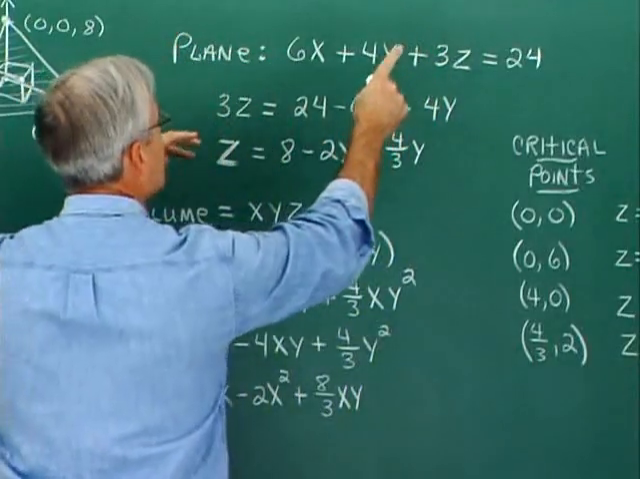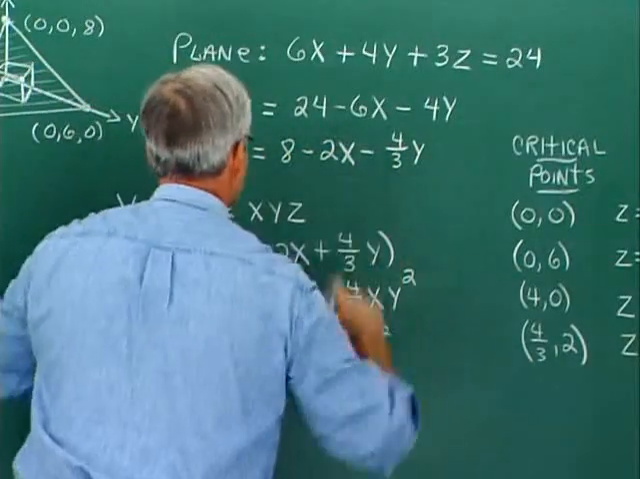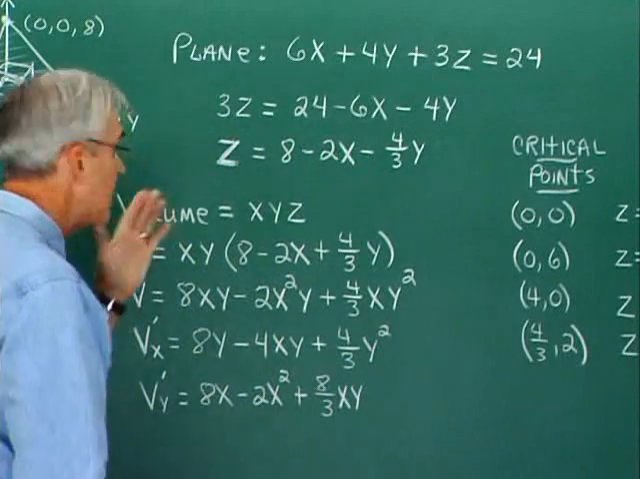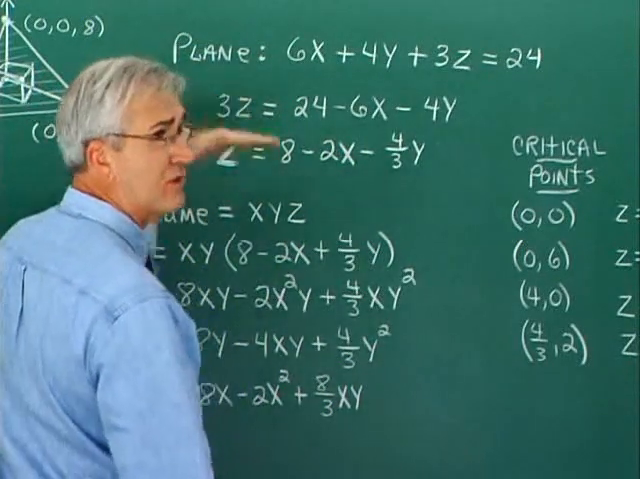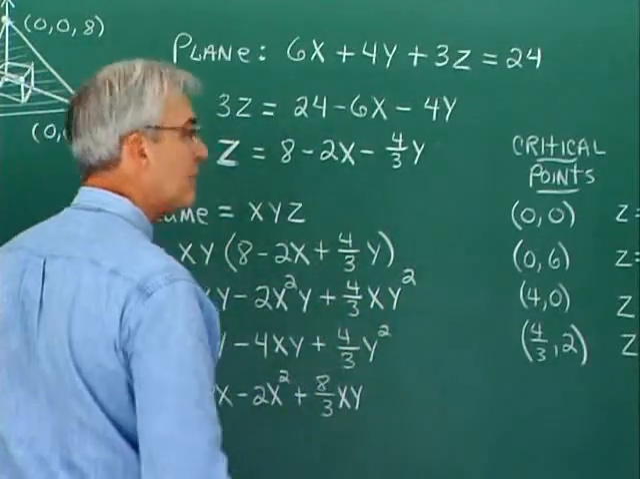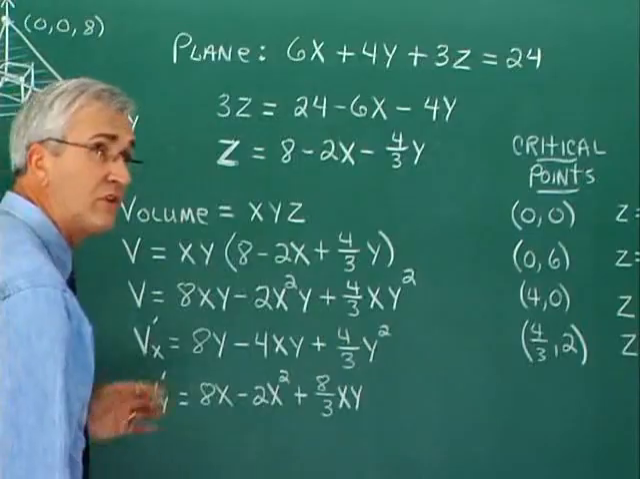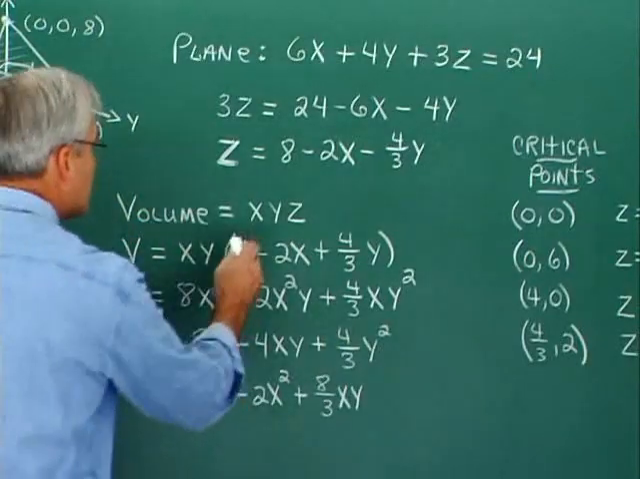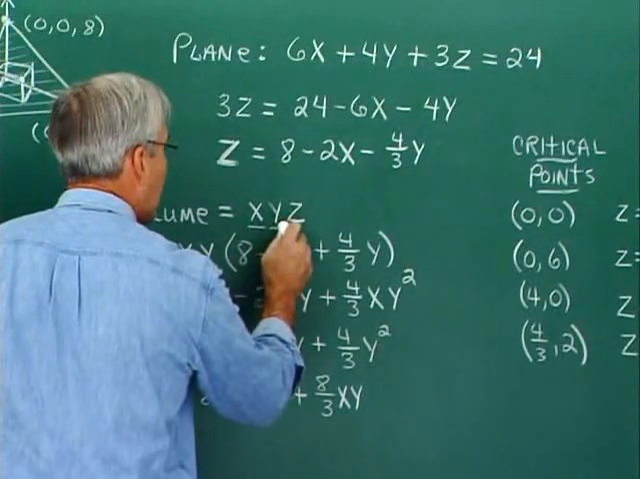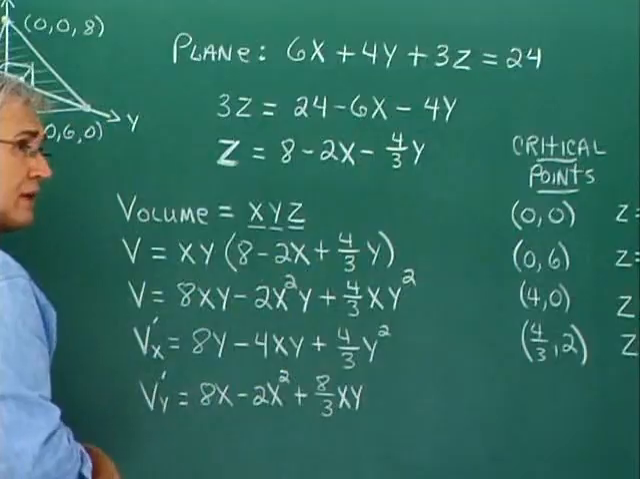Kick the 3 z's to one side and all the other terms to the other side, divide through by 3, and we get this. Okay, now we have some value for z. Now remember, z is that up and down distance, sort of. It's a distance from the xy plane in this environment. And the volume of a box, you see in that corner, is going to be some length for x, some length for y, and some length for z.